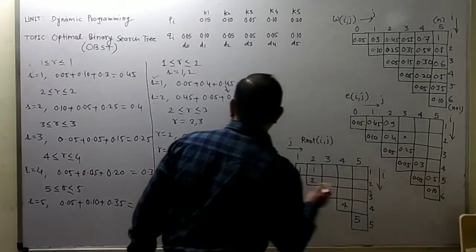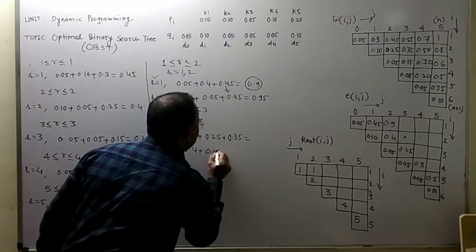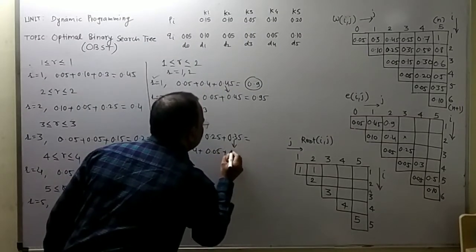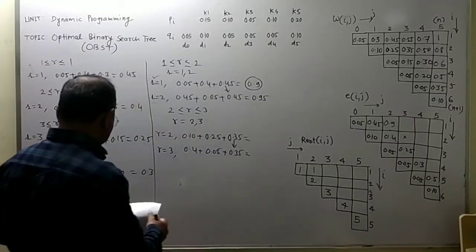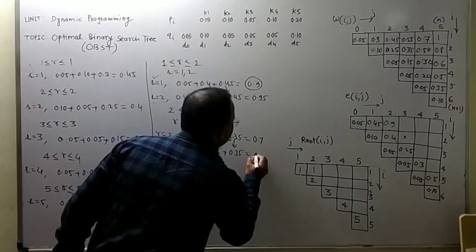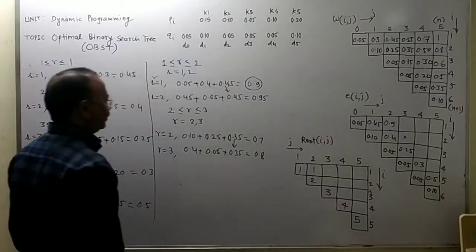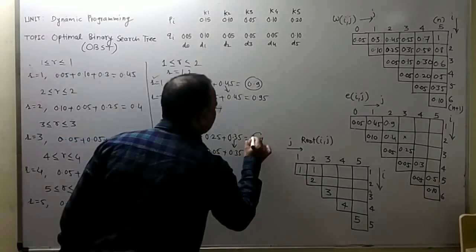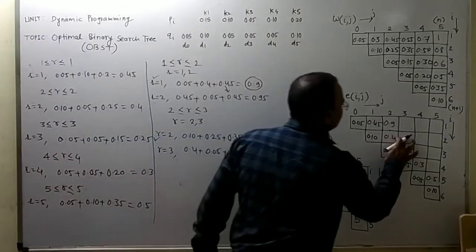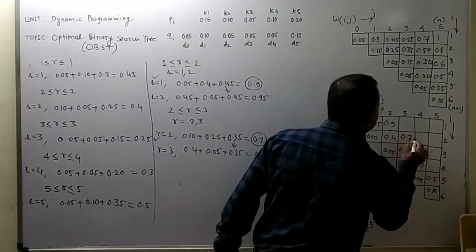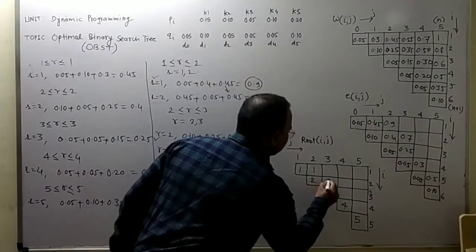Now refer this one: 0.05 plus W value 0.35 is equal to 0.7, and 0.8. So the minimum value is 0.7 for r is equal to 2. Right, here 0.7 for r is equal to 2.